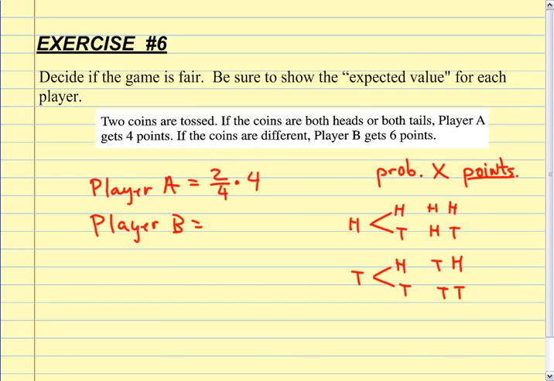All right. Now, what is the probability that player B is going to get some points? Pace? Isn't it 2 out of 4? It's also 2 out of 4. There are 4 possible things, but 2 of them are different, and that's when B gets points. And how many points does B get? Multiplied by 6.